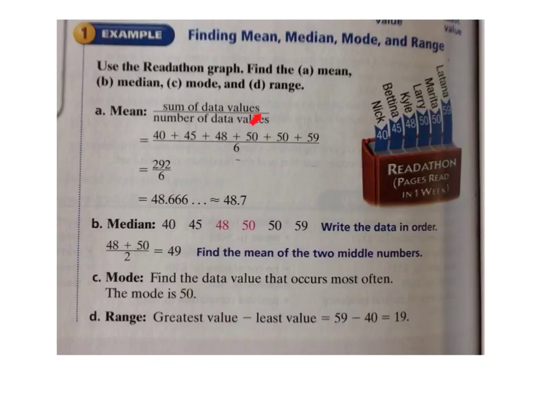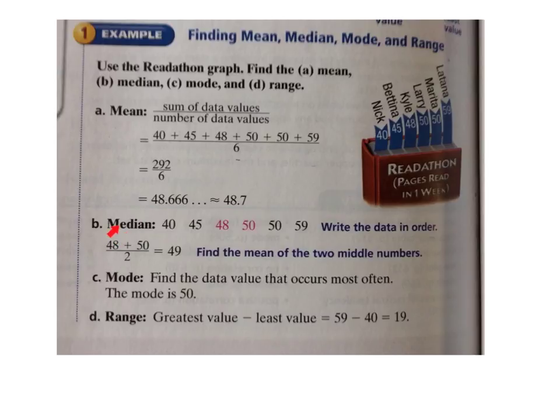So can find the mean, right? There are 1, 2, 3, 4, 5, 6. So that's going to be the denominator. There are 6 people here that read. And we add up each of their numbers. So add up all their numbers and then divide by that 6. Again, the total divided by the number of numbers. And so we get about 48.7 here.